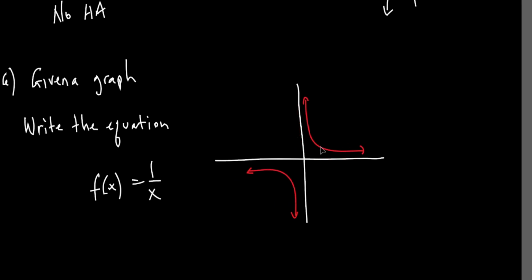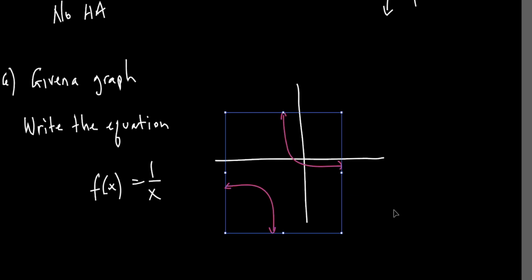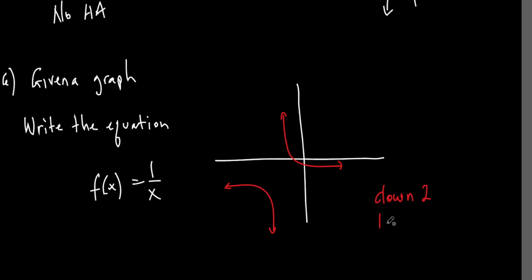So watch this. What if I shifted it down and I shifted it to the left? Let's say we went down 2 and we shifted it to the left 3. So we went down 2, which means -2, and then we shifted it left, which means 3. What does that do to this? Shifting it to the left, what does that do to that?